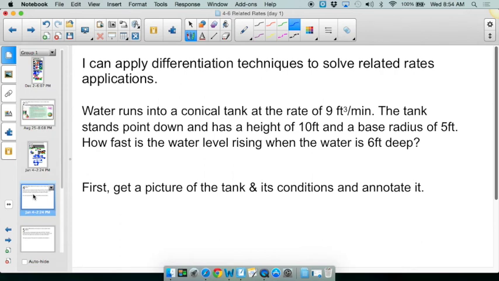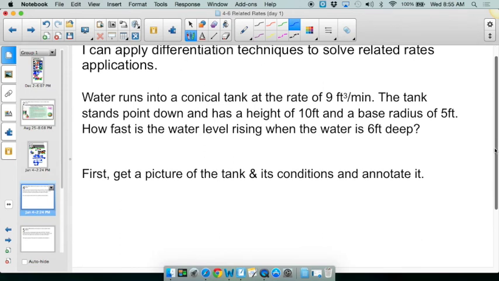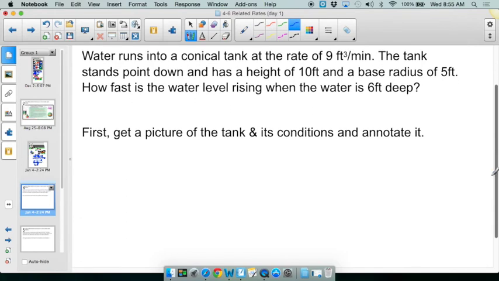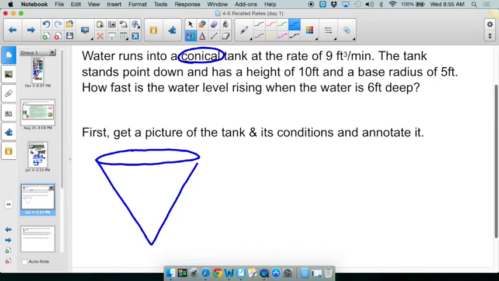All right, let's take a look at water filling up a tank. What is the shape of the tank? It's a cone. Yeah, conical means cone. Cylindrical would be cylinder. So we're filling up a tank. We're going to draw the tank like this. Assume we're filling it up from the top.